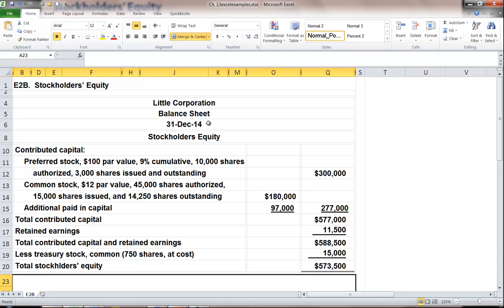Okay, so Little Corporation, here's their balance sheet, and this is just the stockholders' equity section. The balance sheet still has assets, liabilities, and then stockholders' equity because we're dealing with a corporation.